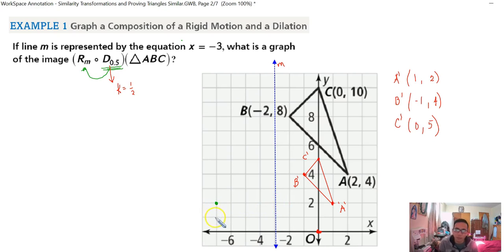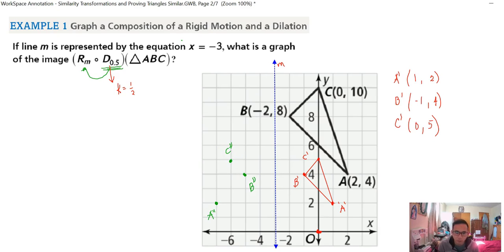That is now your A double prime. Your B, it's 1 and 2 from the line of reflection. So 1 and 2. This is now my B double prime. C, it's 1, 2, 3. So 1, 2, 3. This is now my C double prime, sorry.